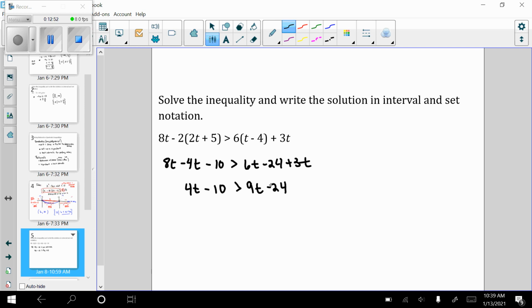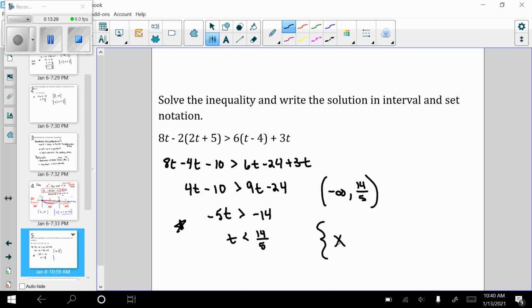Gather your t's on one side and your constants on the other. So you get -5t greater than -14. Switch your sign again. t is less than 14 over 5. Now you could do a sign chart for this too, but there's no need. Your 0 is at 14/5, and you would have an interval to test on the left and the right of that value. Okay, so interval notation for this would be negative infinity to 14/5, not including the endpoint, so parentheses. Set notation, all values of t such that t is less than 14 over 5.